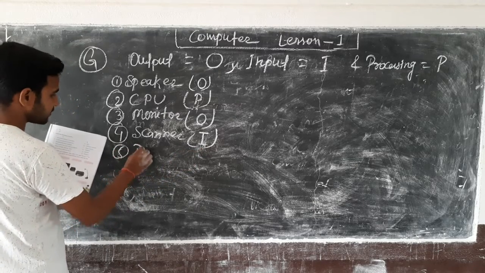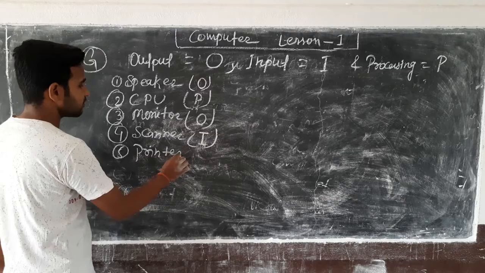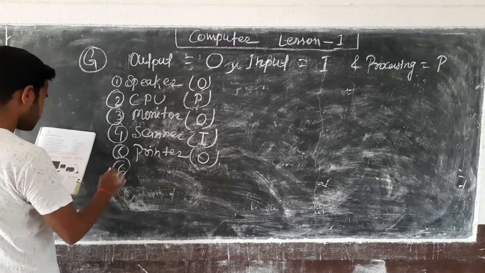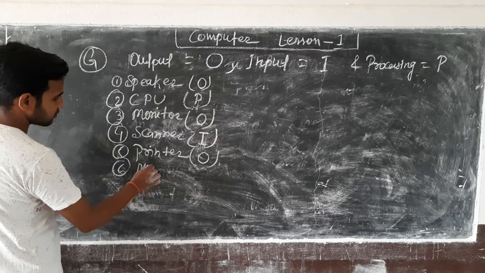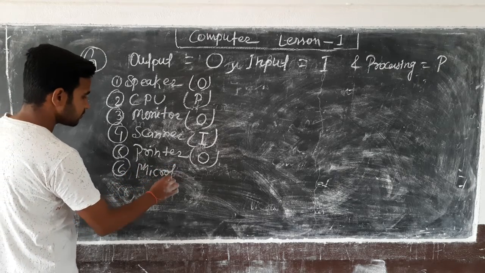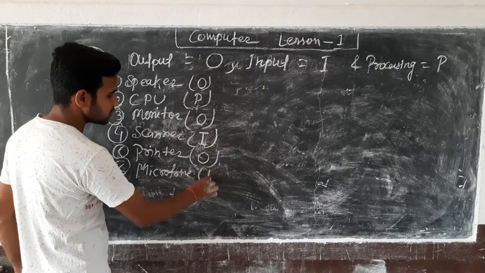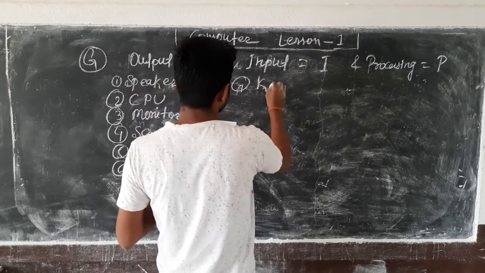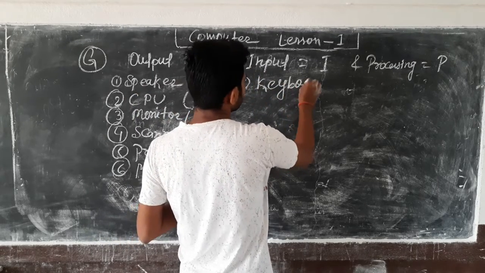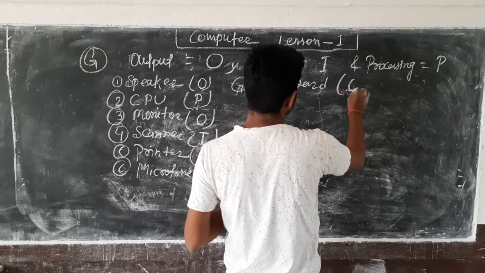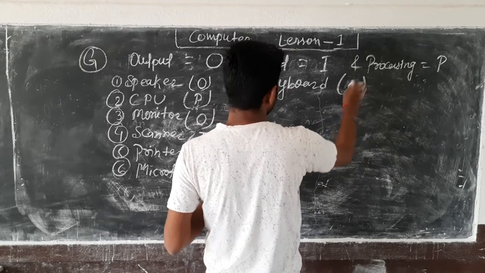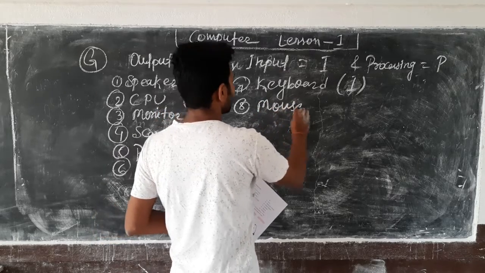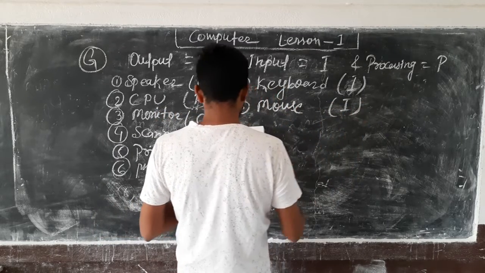Fifth number, printer. We already know about this one. This is the output device. Sixth number, microphone. So this one is input device. Seventh number, keyboard. So we can write this one, input device. Eighth number, mouse. This one is also input device.